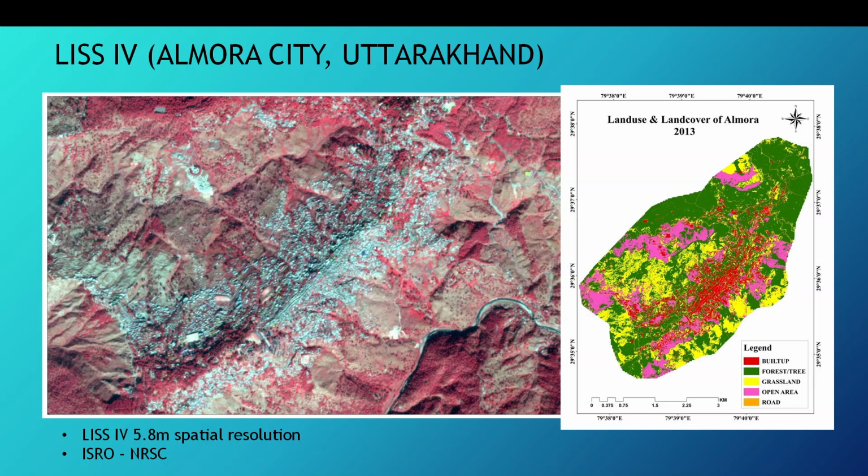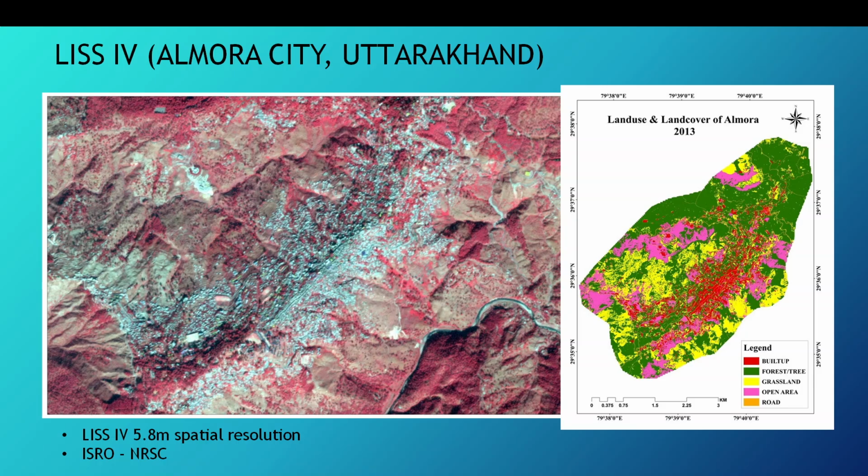Then moving on to a higher spatial resolution, this image represents the land use and land cover data and satellite image of Almora city, Uttarakhand. On the left we have a high resolution satellite image captured using the LISS-4 sensor from ISRO's NRSC with a 5.8 meter spatial resolution, which is more detailed than the previous two, that is the Sentinel and the Landsat.